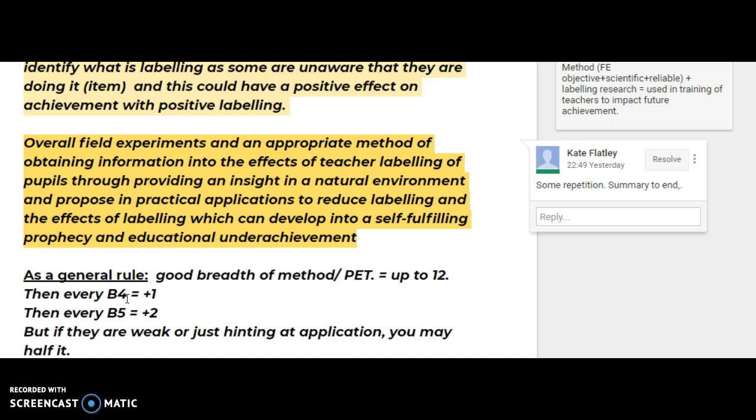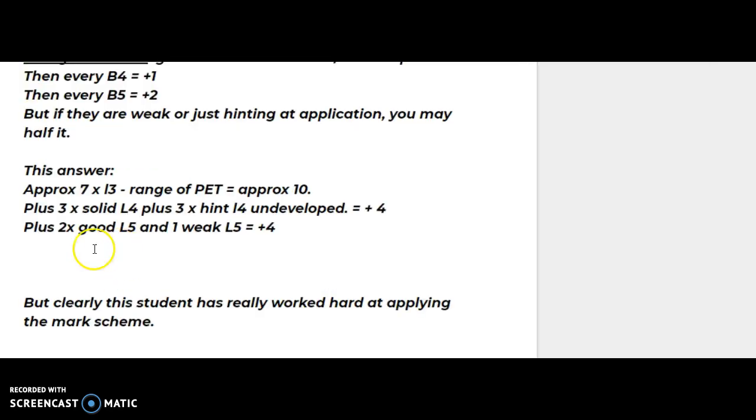Okay, so just to give you a little bit of an example, when I show you the student answer, this answer had about 7 level 3s. It was a range of them, so it was about 10, because I would have liked to have seen that about social desirability and stuff like that. And then there were 3 solid level 4s, so they would have got a point for each, and then there is a half point for each, for 3. And then there were 3 hints which were undeveloped. Okay, so we're going to combine 2 of them to make a final mark, so that's going to be 4.